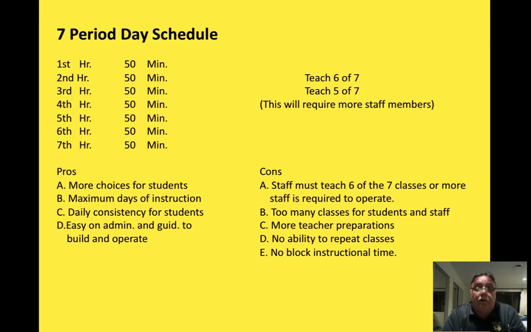A traditional 7-period day. The biggest issue with the 7-period day is for folks to decide, are teachers going to teach 6 classes or 5 classes? Obviously, if teachers teach 5, it's going to take more staff to operate. 7 classes, again, is a lot of classes for students to manage. The students who struggle really struggle when you start loading them up with that many classes. There's no ability to repeat classes, and there's no chance for block in this.